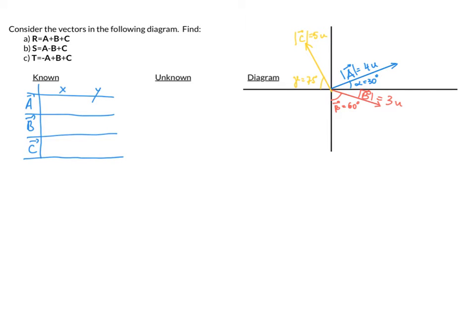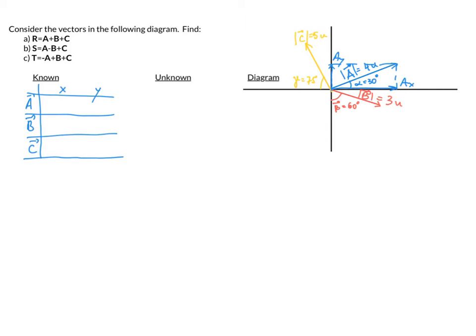So let's look at vector A for now. So we know that vector A is 4 units and it makes an angle of 30 degrees with respect to the horizontal, to the x-axis. So to find the x and y component, I know that the x component is along the x-axis, the y component is along the y-axis. So to find the components, I have to draw the projections of vector A onto the x-axis and onto the y-axis. So this will be my a sub x, and this will be my a sub y.